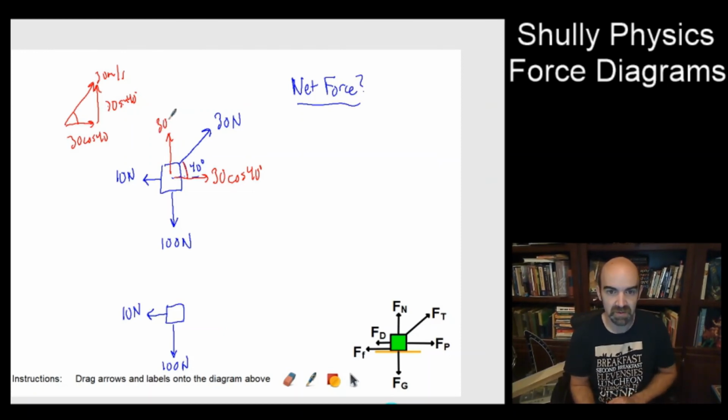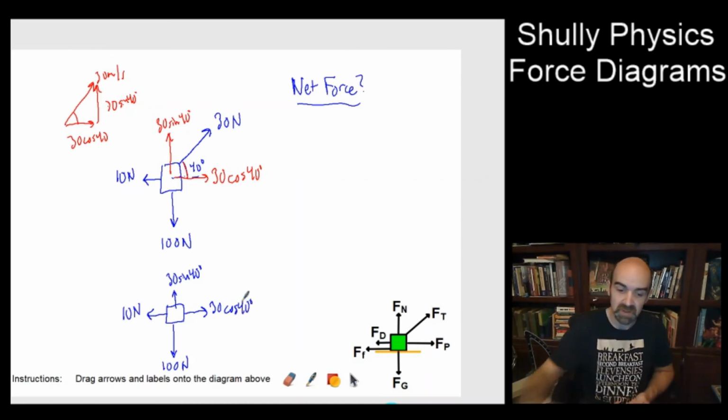sine of 40 degrees. Okay, and that's what we're going to label down here in our new diagram. Okay, but I will make it a little shorter to make it more to scale here. This is going to be 30 sine of 40 degrees, and we'll have 30 cos 40. I don't know how long that one is, so just kind of make it a little bit different from the 10. 30 cos 40.